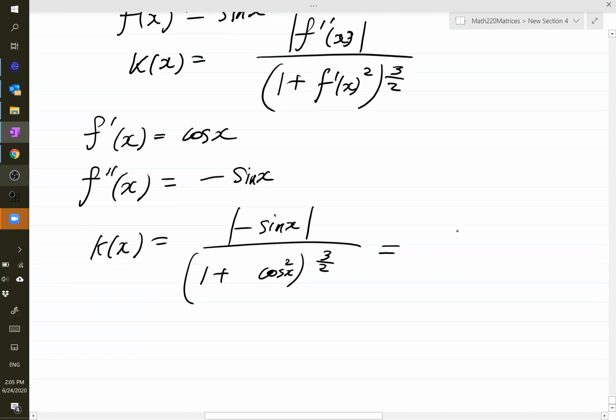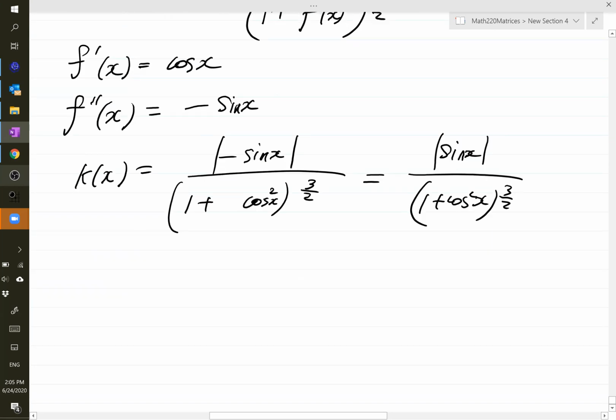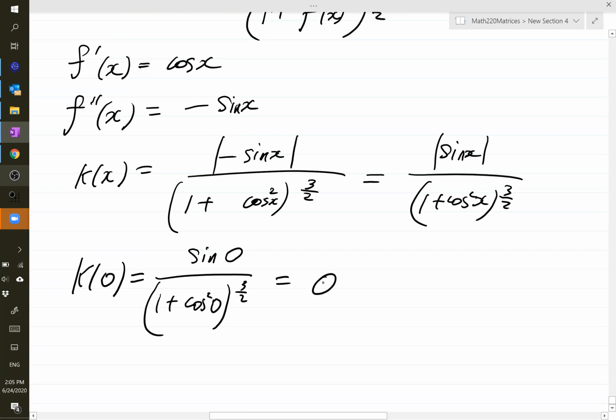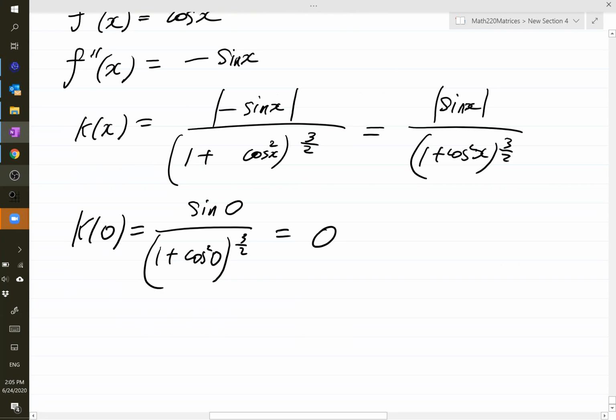So this will be the absolute value of sine x over (1 plus cosine squared x) to the power 3 over 2. Now kappa at 0: this is sine 0 over (1 plus cosine 0 squared) to the power 3 over 2, so this is actually 0.